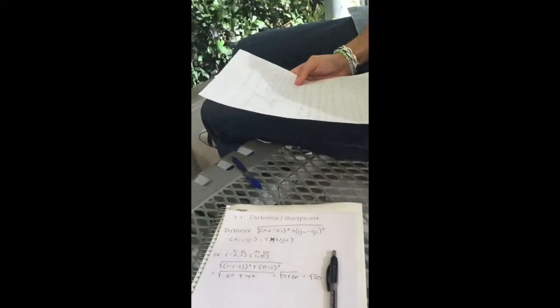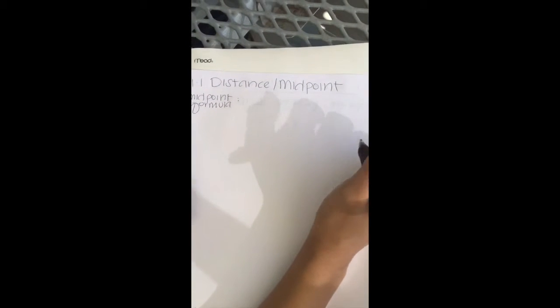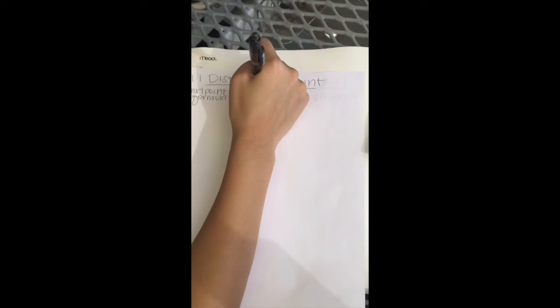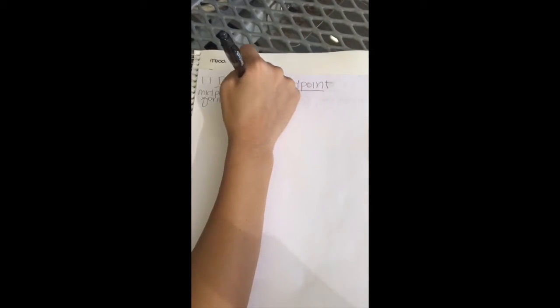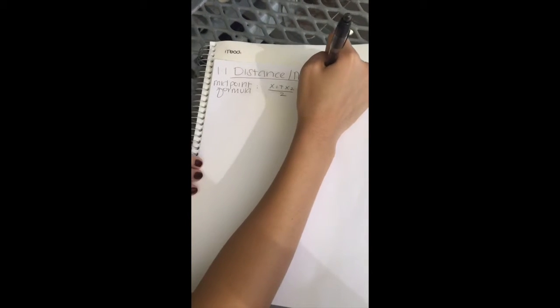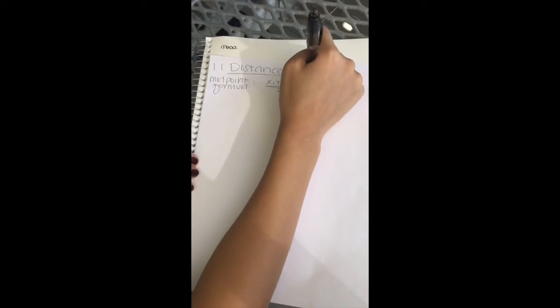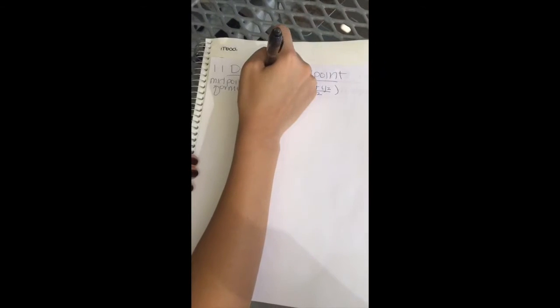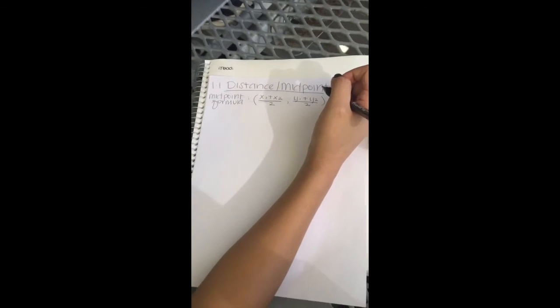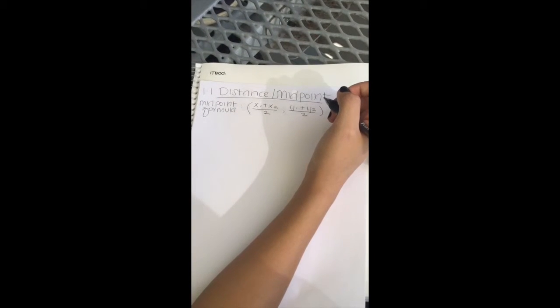So that's 1. The next part of the 1.1 section is going over the midpoint formula. The midpoint formula is x1 plus x2 divided by 2, comma, y1 plus y2 divided by 2. This formula finds the midpoint of any 2 numbers. The basis behind this is finding the average of each coordinate point.